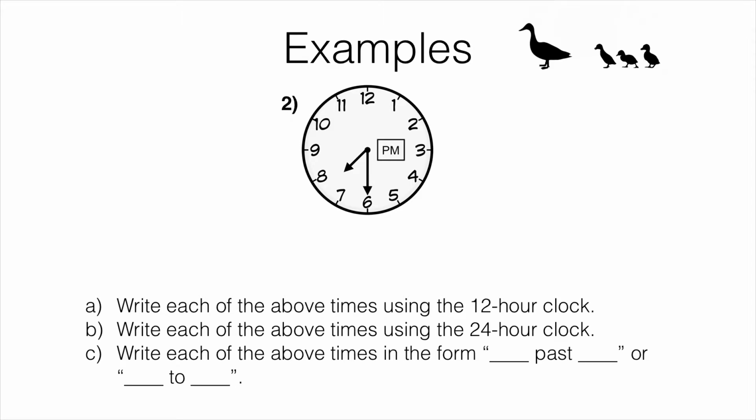Here's the clock for question 2. Now, the hour hand is pointing somewhere between the 7 and the 8. So the last o'clock that we'd passed was 7 o'clock. So we know that in the 12-hour clock, we would write that as 7 something. Now, how many minutes have passed? Well, the minute hand is pointing at the 6 down here, and that corresponds to 30 minutes.